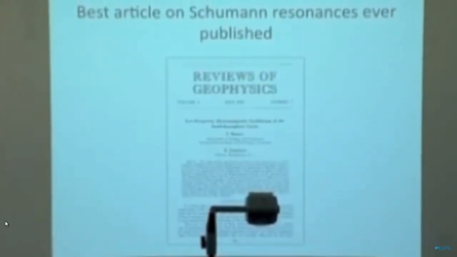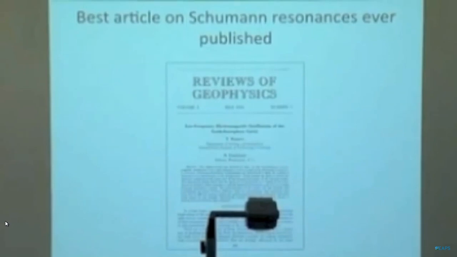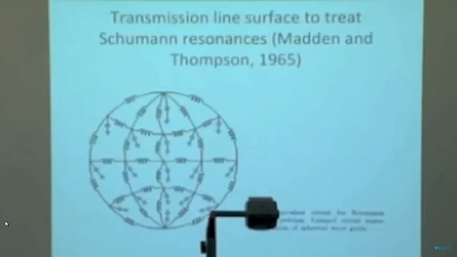But the very best paper in this field, even till today, and I would say probably one of Ted's very best papers, is Madden and Thompson, 1965, in the Reviews of Geophysics. And it's typical Ted Madden, bringing observations together with theory in a very skillful way. Very nice piece of work. And using models that to this day, the models that are used today are not even as good as what Ted was doing in 1965.